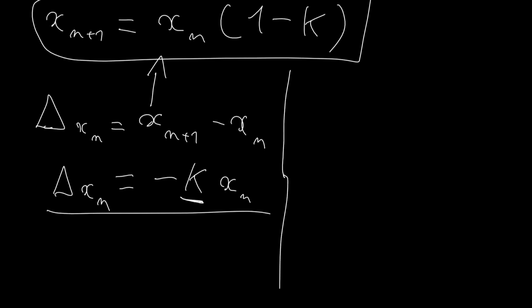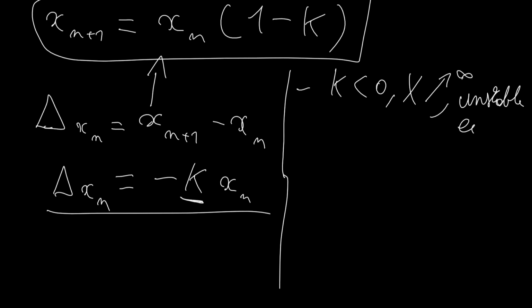So let's start with the case where k is less than 0. When k is less than 0, you can see that delta xn would always be positive, which would mean that the population would keep on increasing without limit. So x would increase to infinity, and this would be an unstable equilibrium.